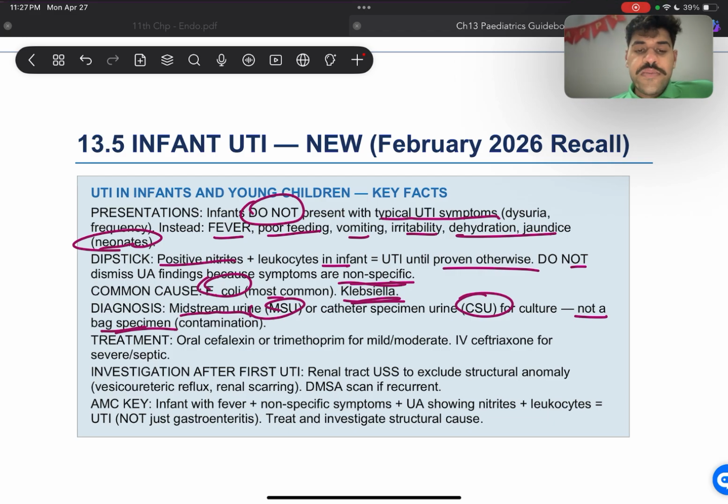Treatment is going to be oral cephalexin or trimethoprim for mild to moderate, and IV ceftriaxone for severe or septic. Investigation: after the first UTI, we check a renal tract USS, or ultrasound, to exclude structural anomalies such as vesico-ureteric reflux or renal scarring, then a DMSA scan if it's recurrent.